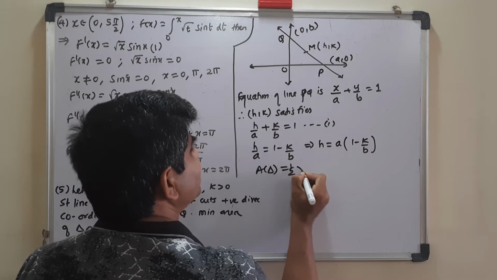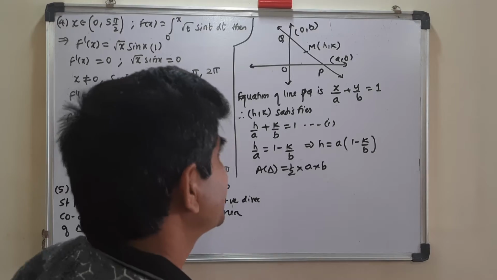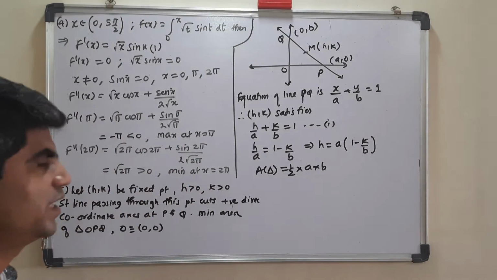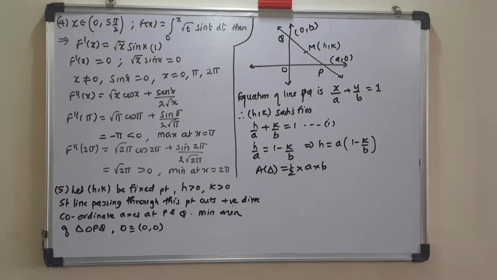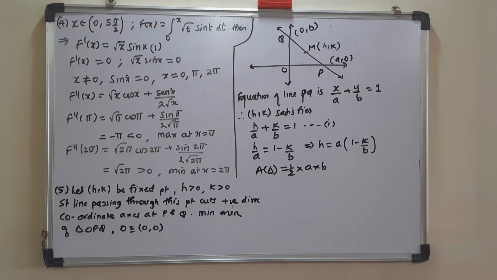will be half into A into B, right? The area of triangle is half into A into B. That means I need to convert A and B in single variable form, which is already obtained from the solved part. That is, you can get the value of A as well as you can replace the value of B.